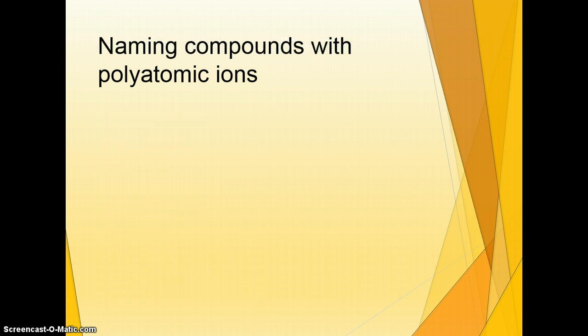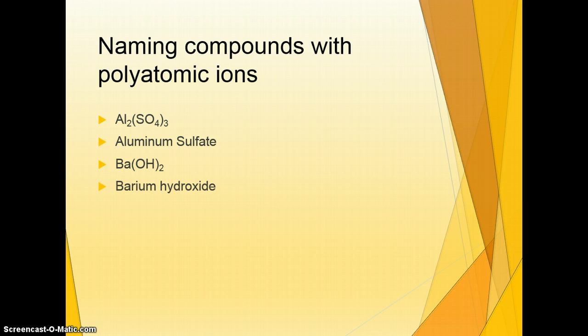And then if we're naming compounds with polyatomic ions, it just works the opposite way. If I have Al2(SO4)3, I just need to break it into its two parts. So I know that Al is aluminum, and SO4 I recognize as sulfate, so I'm just going to call it aluminum sulfate. There's never going to be any mono, di, tri, or any of that stuff that we did with nonmetals with our polyatomic ions. Ba(OH)2. I recognize that Ba is barium and that OH is hydroxide. So I have barium hydroxide.